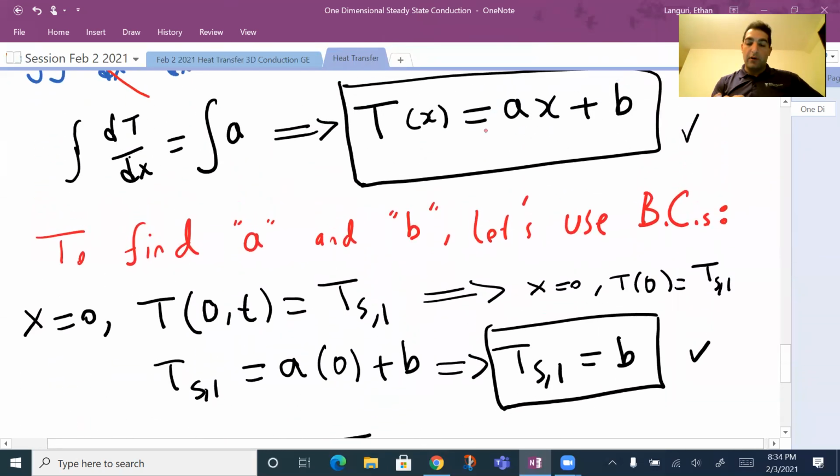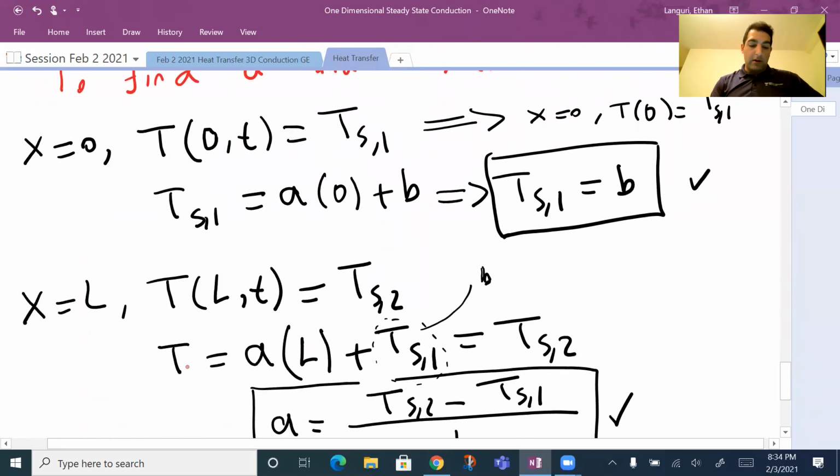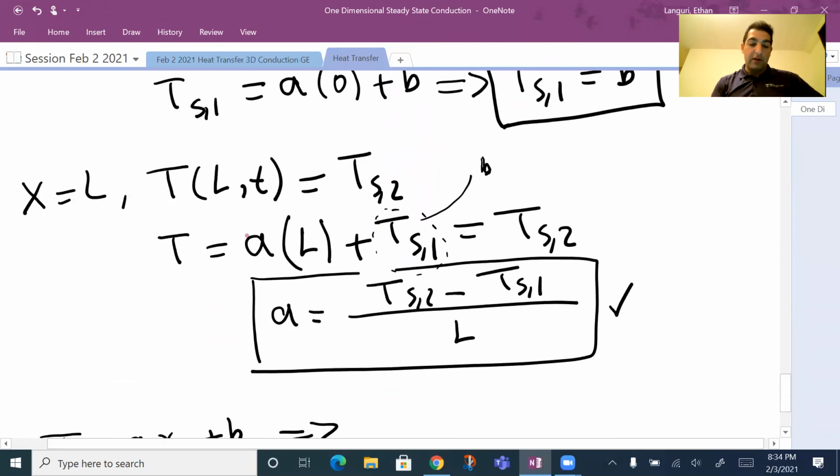You're going to substitute those values in this generic equation. So A times X, in this case L, plus B, in this case my B is TS1. I found it from the previous step. It should be equal to TS2. That's the boundary condition. And from here, just isolate A, everything else on the other side. This is what you get.